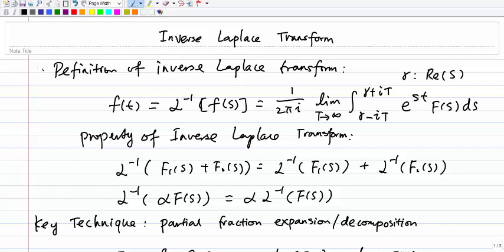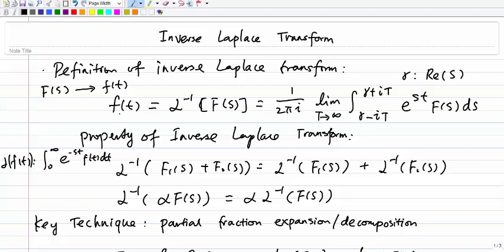The inverse Laplace transform is defined as this. We basically talk about how to convert from a given F(s) in the s domain, capital F(s), to the corresponding f(t), the little f(t), in the time domain. As we know, if I give f(t), the Laplace transform is given by the integration from 0 to infinity of e^(-st) f(t) dt. So that's the definition of the Laplace transform.